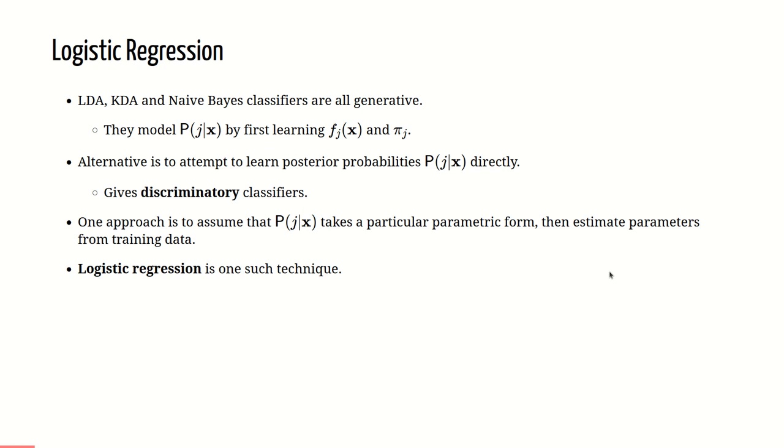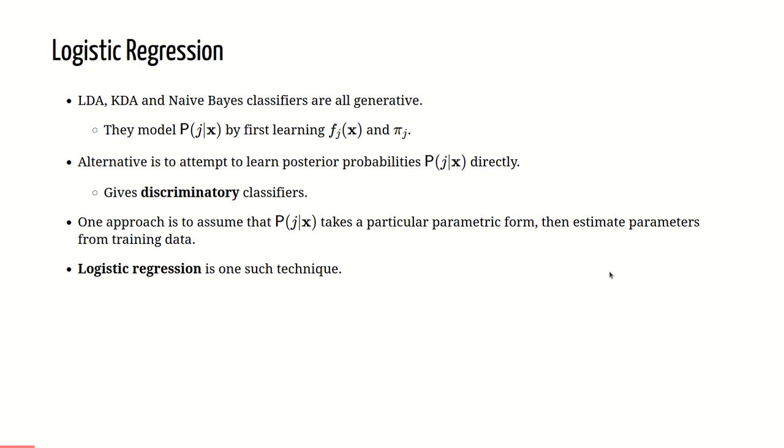And of course the prior probability of the class before we've looked at the data, which might be the proportion of data that we expect to observe of each class. And then they use Bayes' theorem to combine f_j and π_j in order to generate the posterior probability of the class given the predictors, which is the thing we're really interested in for classification.